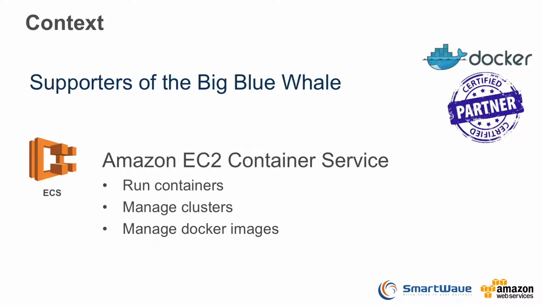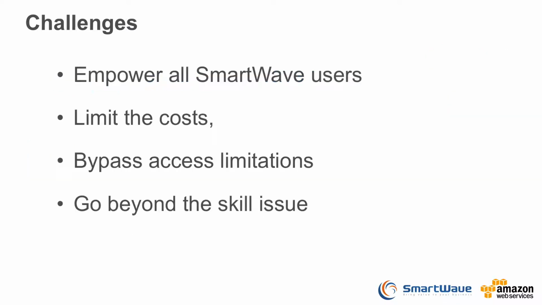Fortunately, AWS proposed ECS, the Amazon EC2 Container Service. It's a highly scalable, fast container management service that makes it easy to run, stop, and manage Docker containers on a cluster of Amazon EC2 instances. The only thing you pay for is the Amazon resources used to host the containers like EC2 or EBS. Now, we answered the infrastructure question, but we still have some challenges.